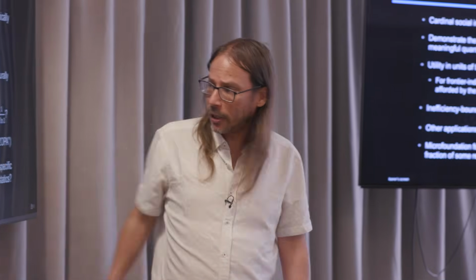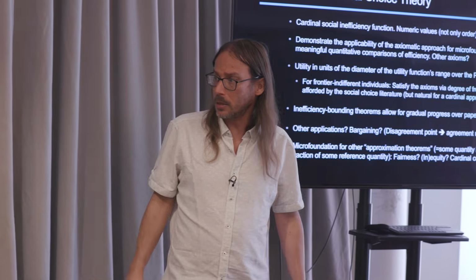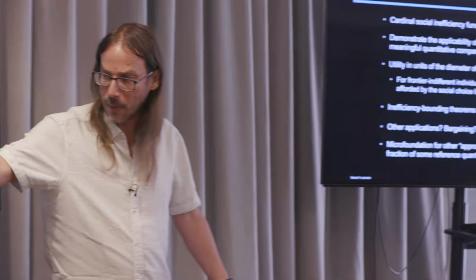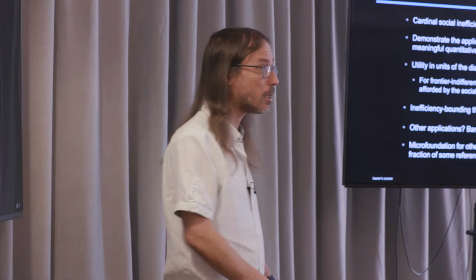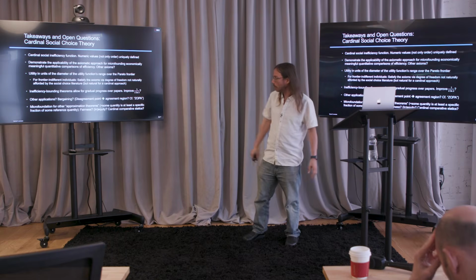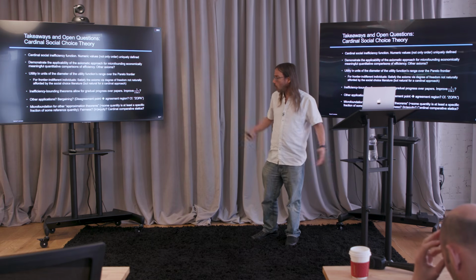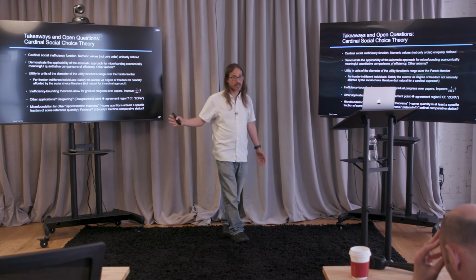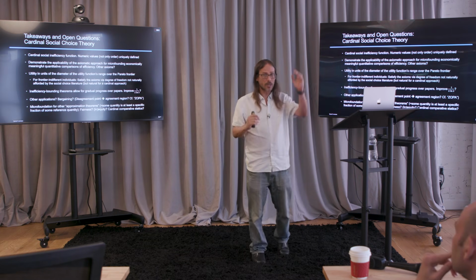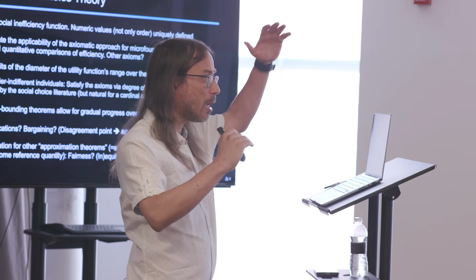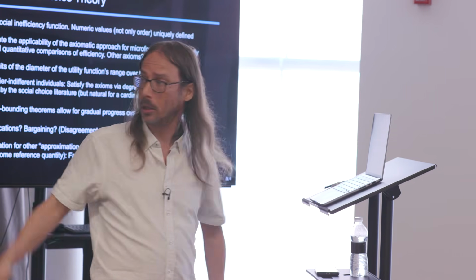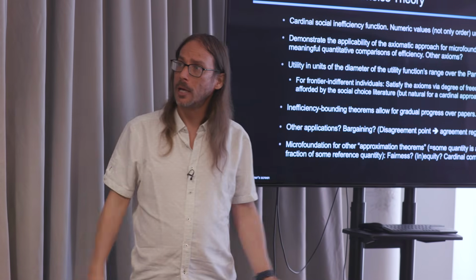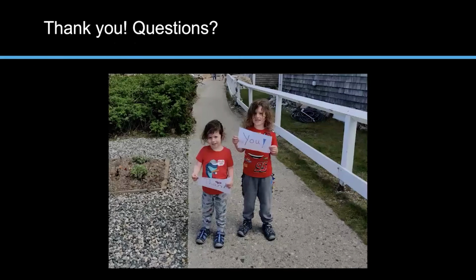And what about microfoundations for other approximation theorems? Something like some quantity is at least a specific fraction of some other reference quantity. What about fairness, approximate fairness? Axiomatize quantitative fairness, inequity, cardinal comparative statics. Instead of saying when this goes down, this goes up, say when this goes down, this goes up by a certain function of what happened here. So these are all exciting future directions, and I'll stop here and thank you all.